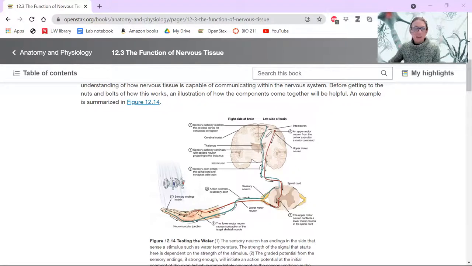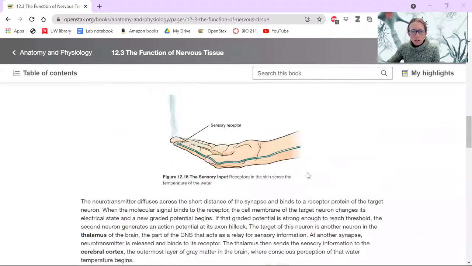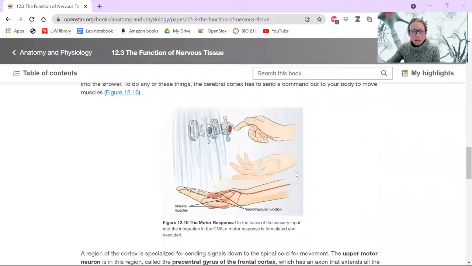And we'll go through some of the stuff in the brain there. So here is what I wanted to show. The motor response is then having to turn off the water if it's too hot. That requires processing in the central nervous system. So that requires going to the thalamus, cortex, interneurons, and then out through the upper and lower motor neurons.